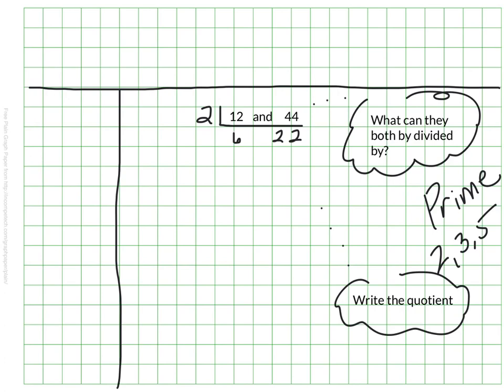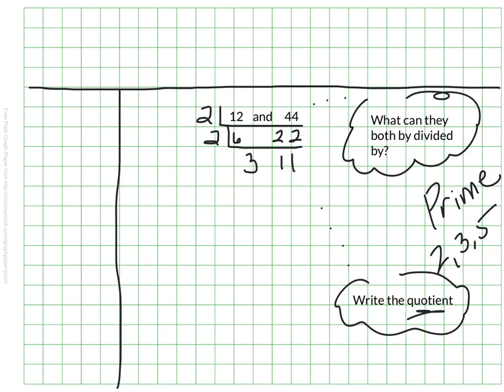So I'm going to make another layer here. This is why it's starting to look a little like a cake, perhaps. And since they're both being divided by 2, I'm going to put a 2 on the left-hand side once again. I'm going to look for my quotient here. So 6 divided by 2 is 3, and 22 divided by 2 is 11.